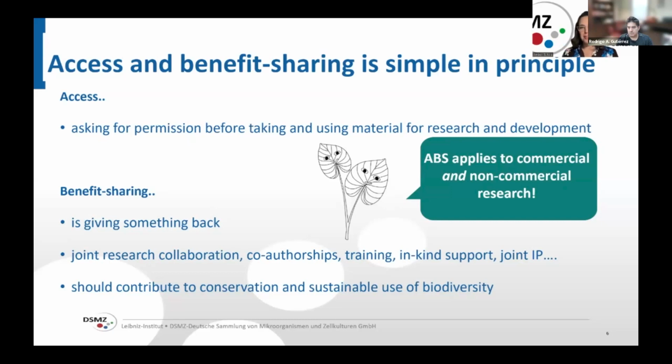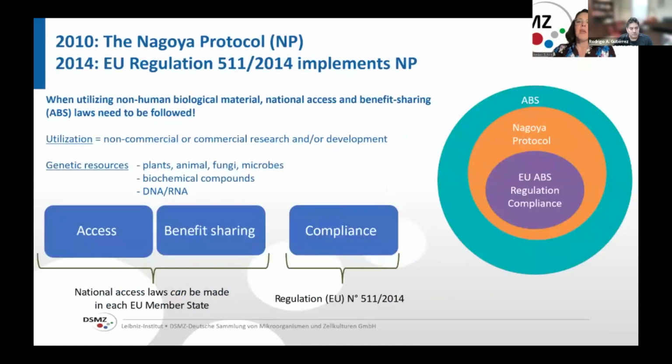It does apply to both commercial and non-commercial research. Many academics think it doesn't, but this is an important area of scientific cooperation and really fundamentally about good scientific practice and research ethics. Here in Europe, the Nagoya Protocol was implemented by EU Regulation 511, and it allows member states at the national level to choose whether or not they regulate the access to their biodiversity.